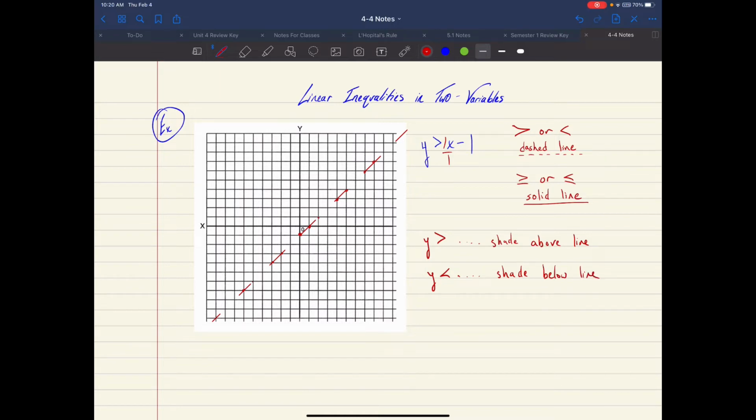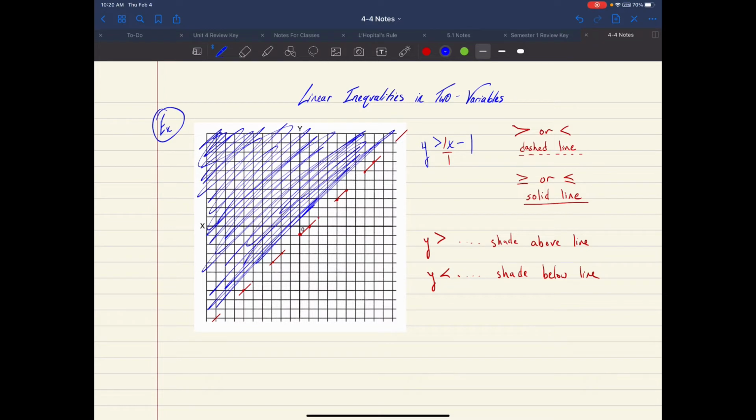These are things I would keep handy if you're working through the homework, because it's really this simple. If you have a greater than or less than sign, it's a dashed line. If it's a greater than or equals or a less than or equals, it's a solid line. If you have y is greater than, you shade above. If it's y is less than, you shade below. So that's really all of the new parts here. And by shading, this is what I mean: all of this above this line, since it's a greater than line, represents the entire solution set.